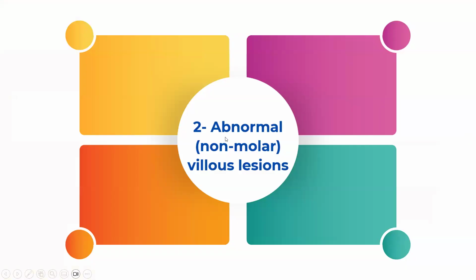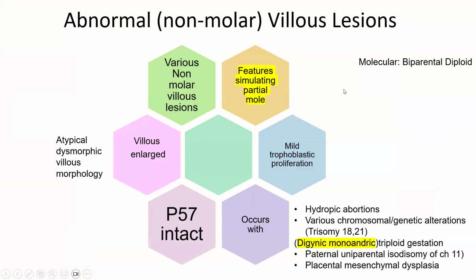Now we come to the second topic, abnormal non-molar villous lesions. I don't want to talk a lot about that, but I just want you to know that there are abnormal non-molar villous lesions that look like partial moles. They are most probably differentiated using genetic testing, because under the microscope they look the same.